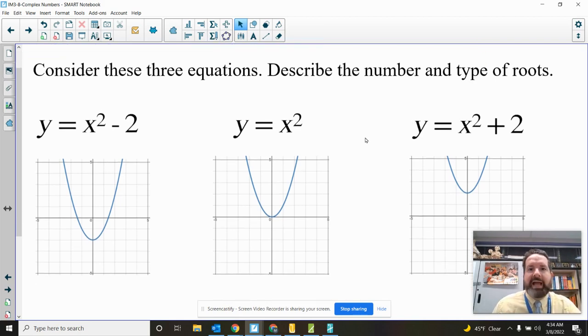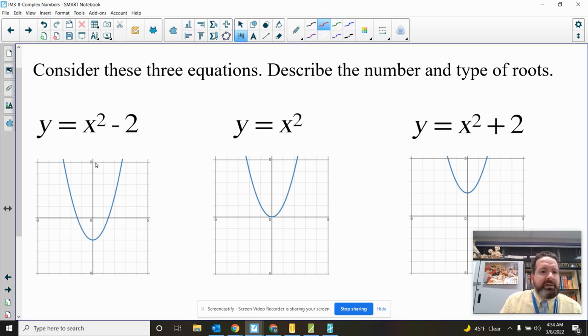Now, let's take a look here at these three equations. Very similar. They're all x squared, x squared, x squared, so all quadratics. But they have different constants, right? A -2, a +0, and a +2. Those end up mattering quite a bit. Let's take a look at what happens.